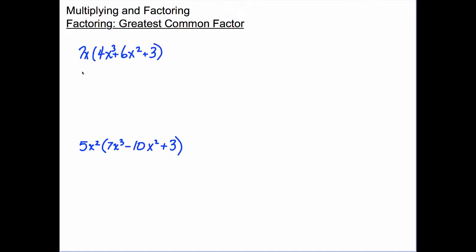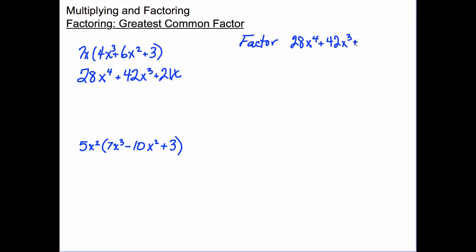So multiplying this one, we will get 7 times 4 is 28, and then x times x cubed is x to the fourth, plus 6 times 7 is 42x cubed, plus 21x. Okay? And the problem I might ask you is to factor 28x to the fourth plus 42x cubed plus 21x.